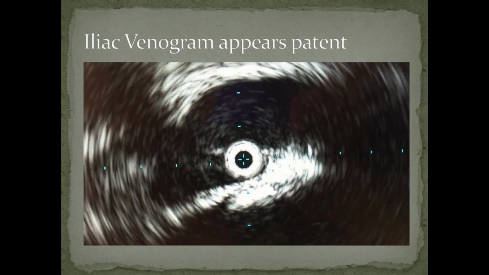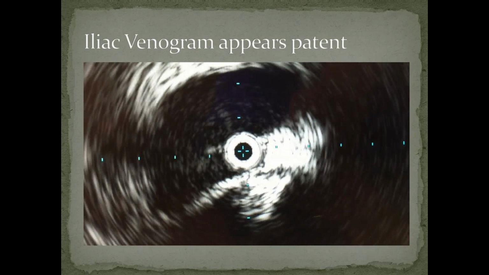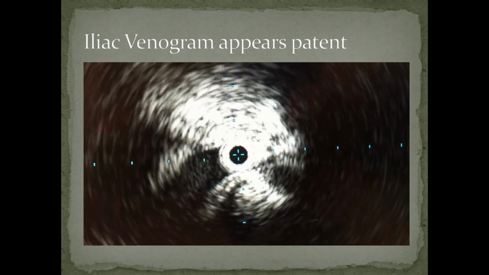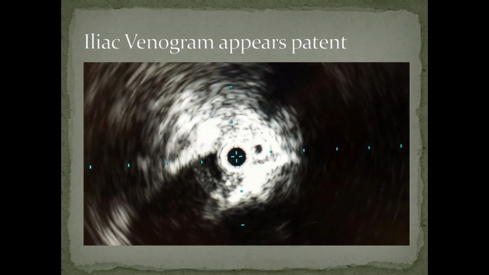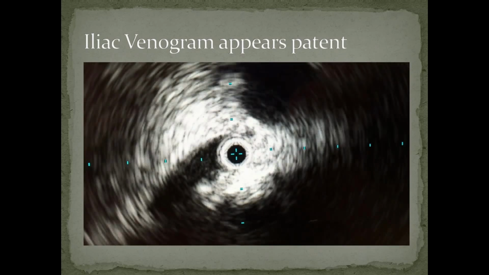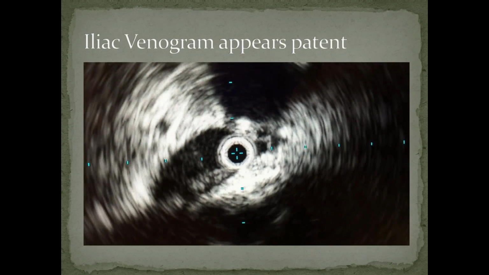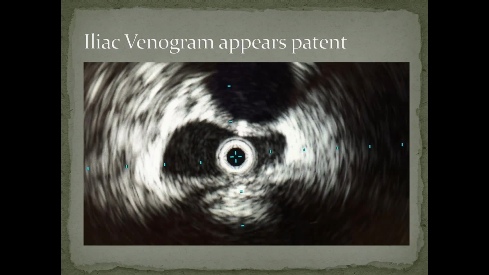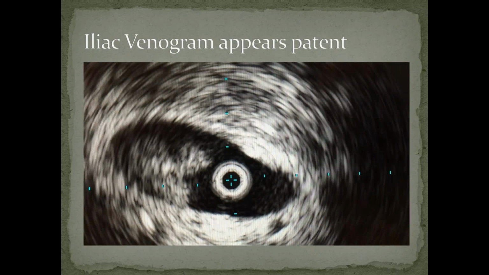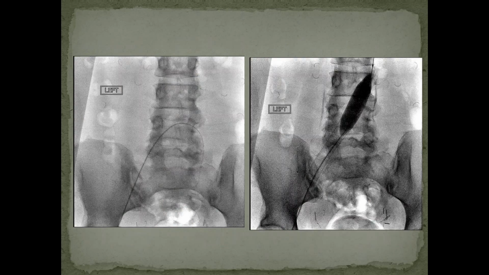If you see this type of thing, and then as we pull back, we're in the left external iliac vein, it opens up again. So that image that you just saw is the artery actually compressing the left common iliac vein. Generally speaking, the left common iliac vein should be much larger than the artery. So this patient indeed had May-Thurner syndrome, and that was likely the trigger of this.